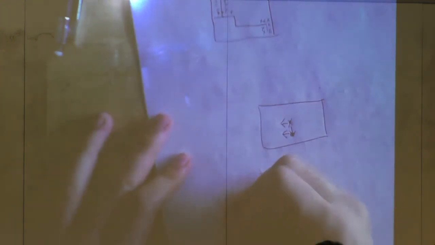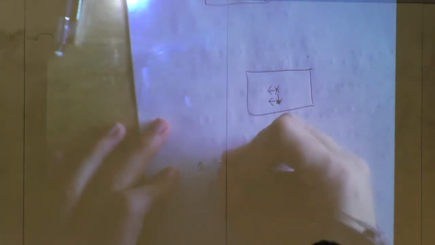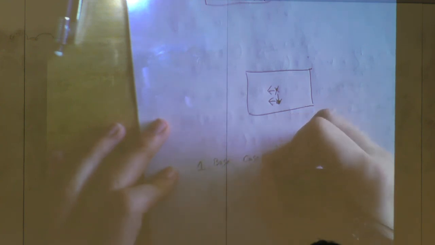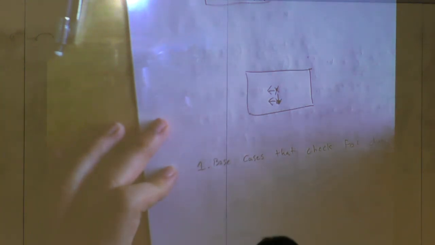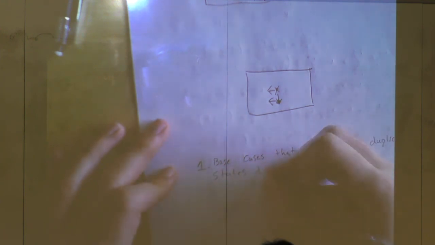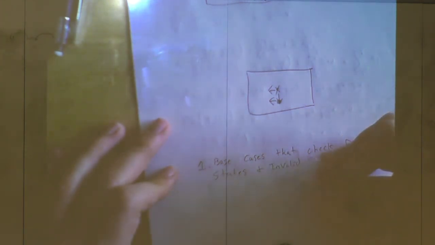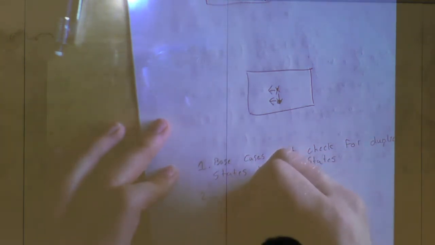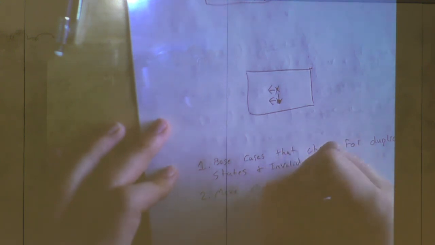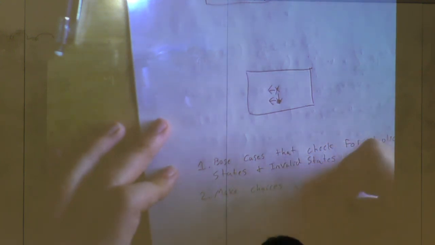So the important parts, right, is you have your base cases. So base cases that check for duplicate states and invalid states. And the second thing you want to do is make choices and reset state after each choice.